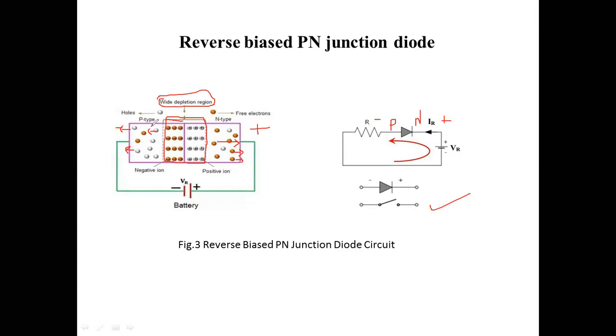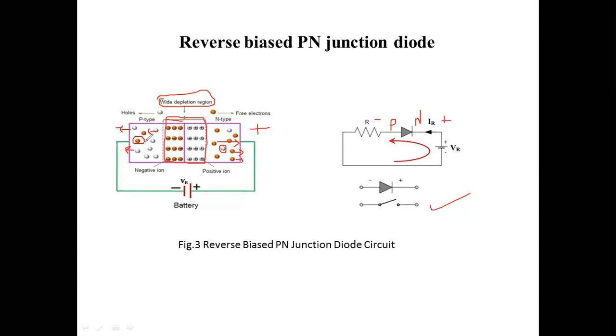Those will not flow, and if majority charge carriers do not flow, there is no current flow, but there will be a small leakage current. What is the leakage current? It is because of minority charge carriers. Minority charge carriers in the n side are holes, exactly opposite of electrons, and in the p side electrons are present as minority carriers.